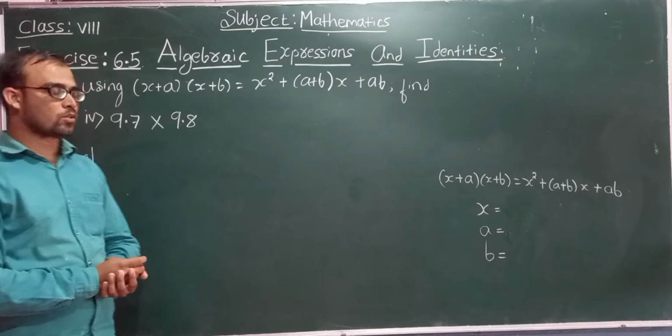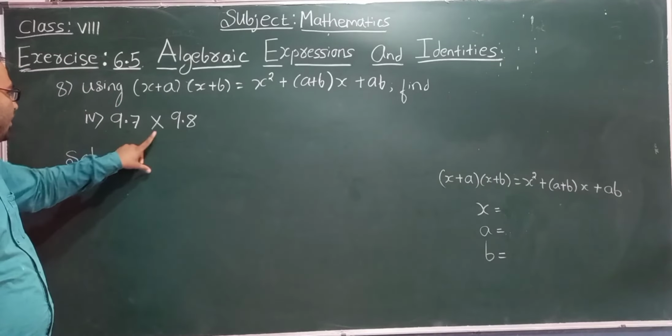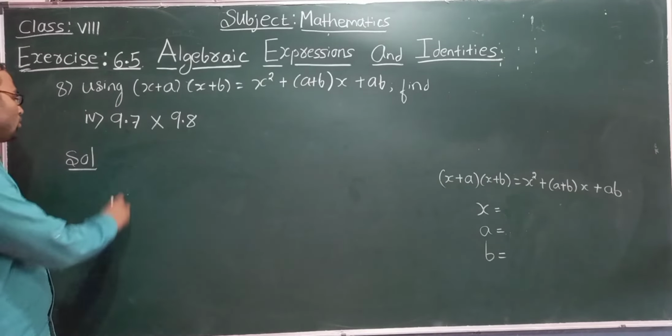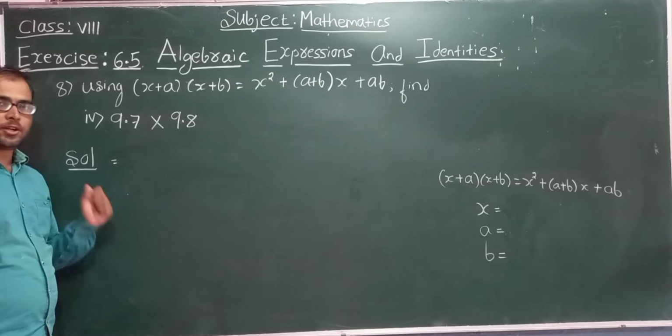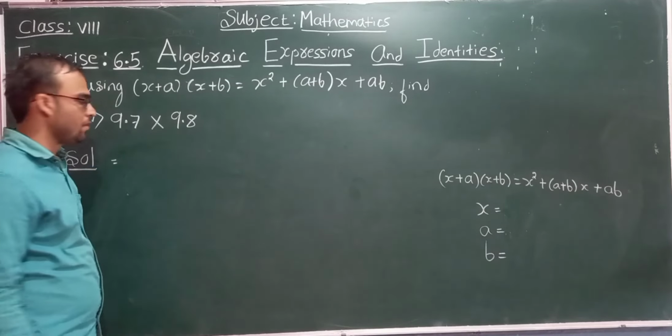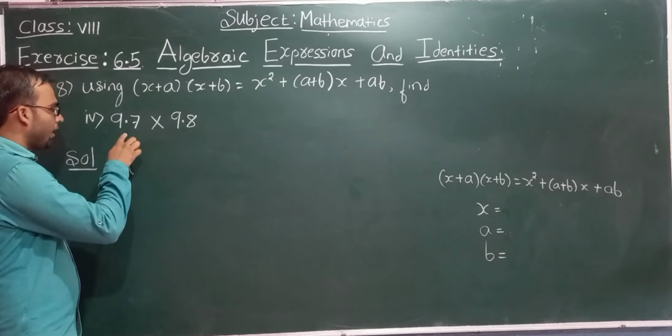Students, now let's solve the fourth question. What they have given is 9.7 into 9.8. So you have to convert it into x plus a into x plus b form. I will be writing 9.7 as 10 minus 0.3. So 10 minus 0.3 is 9.7 only, no? So the value should not be changed. Remember. Next, 9.8 as 10 minus 0.2.